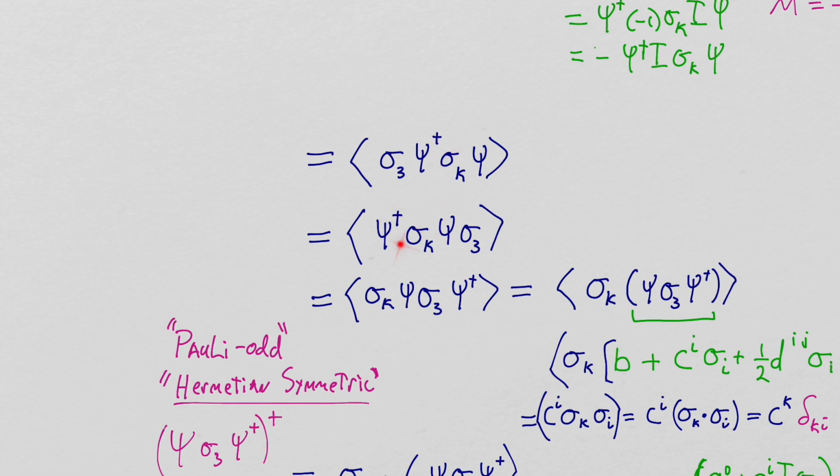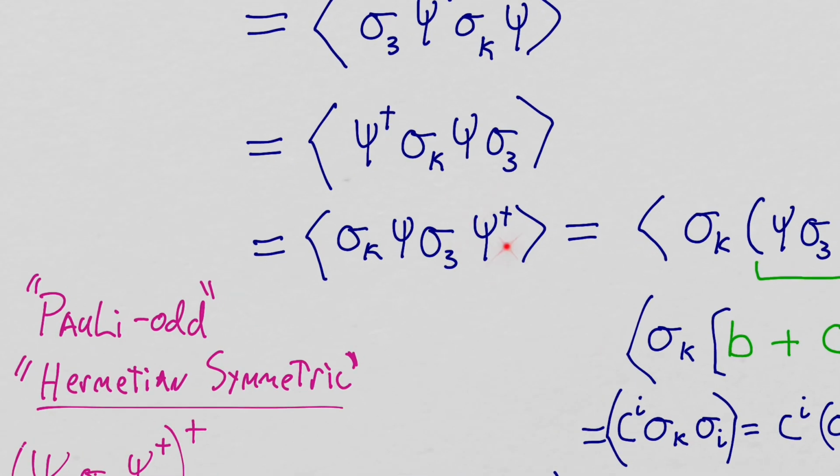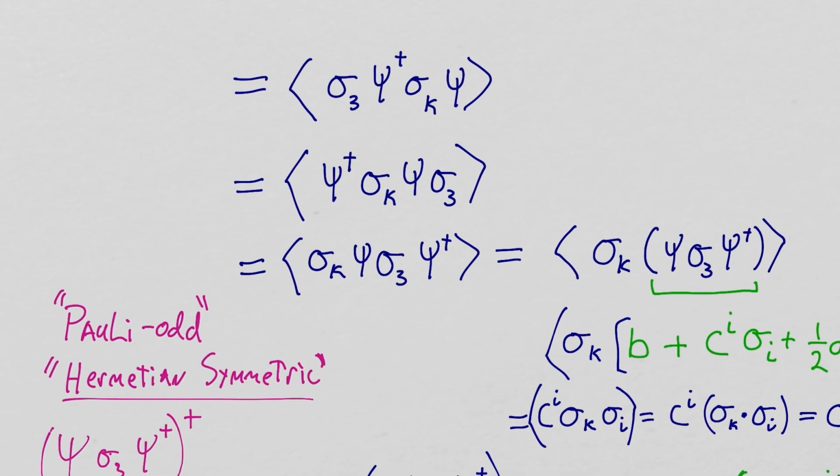So we do some more shuffling until we have sigma k, our operator, on the left, and psi sigma 3 psi dagger on the right. What should have been a hint is this actually kind of looks like a rotation of sigma 3, right? If you treat these guys, the psi, as rotors, right? Which you can, right? This structure here, A0 plus A_I I sigma I, that this is a bivector, right? And so this structure is going to have the structure of a rotor, right?